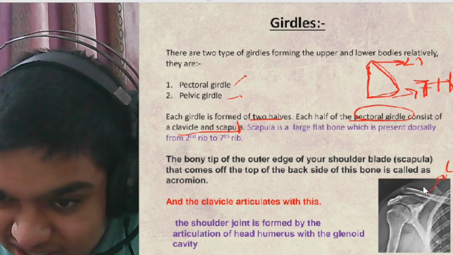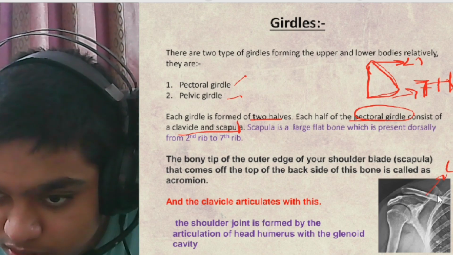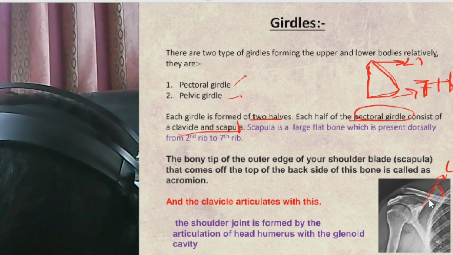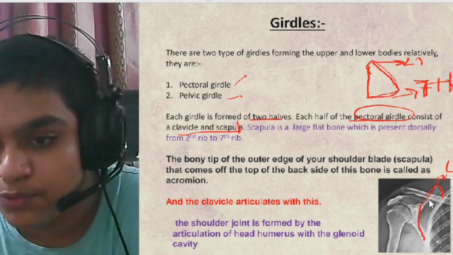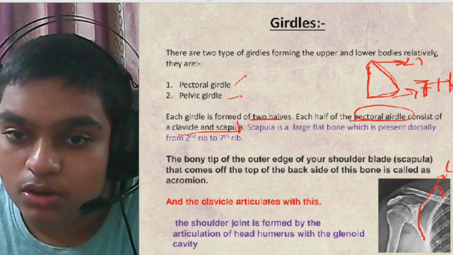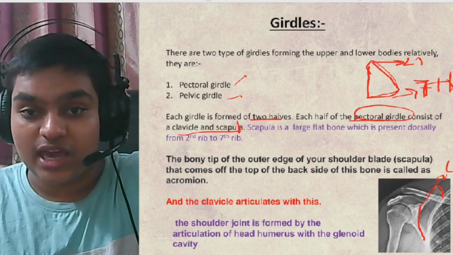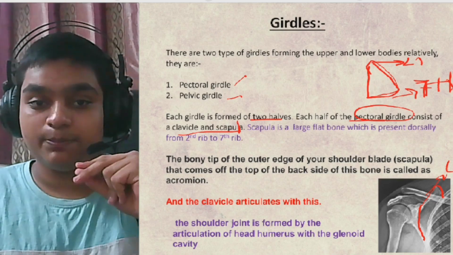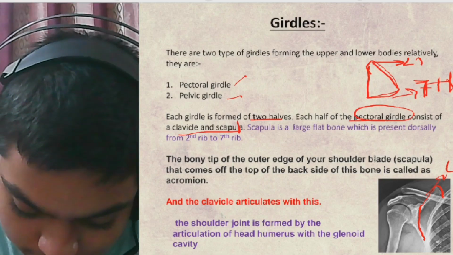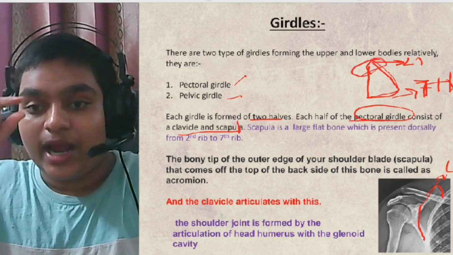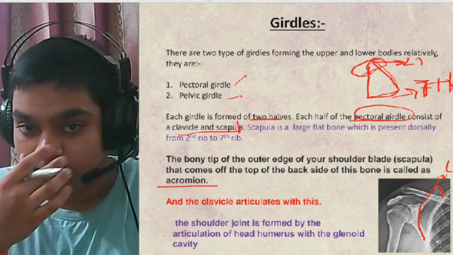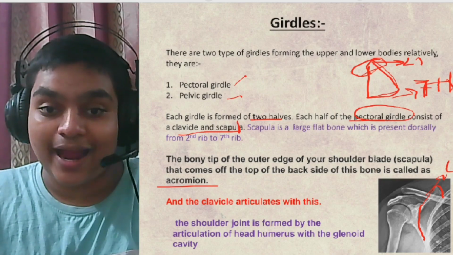Now, the back one here, I hope you are seeing it. This bone is your scapula. Now this scapula has a bony tip on the outer edge, here. This bony tip is called the acromion.